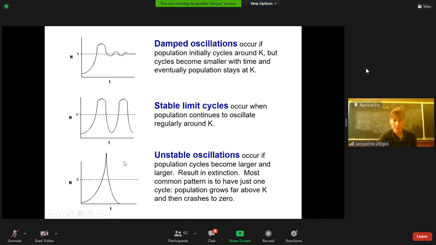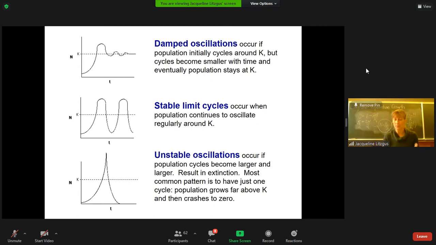The last one is unstable oscillations. This one's a really problematic one. If this occurs, the population cycles become larger and larger, and typically it results in extinction. The most common pattern is just what's shown here in the graphic, just one cycle. You can see it looks a lot like the exponential version of the red deer example that we used. So you have this initial grow, grow, grow, get above carrying capacity, and then bam, crash. And that's it. It goes extinct. So there's only actually one cycle.